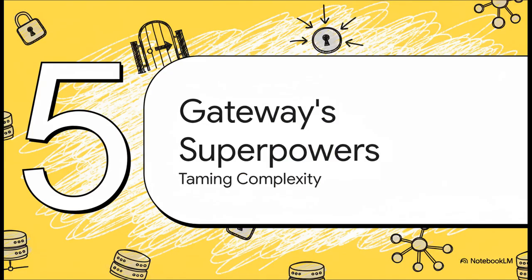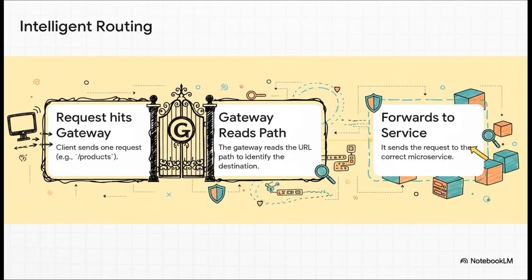And this is exactly where the API gateway steps up again. It evolves from being just a simple guard into more of a master conductor, with some really incredible superpowers to tame all of this new complexity. Its first superpower is intelligent routing.